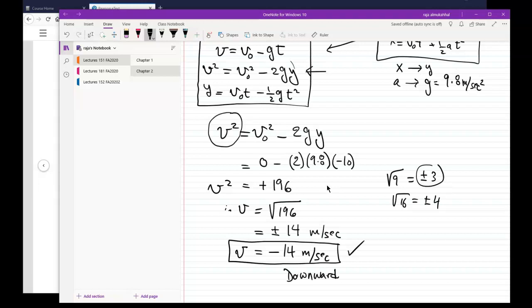Okay. All right. Let's take something a little bit more complicated. I have an example here from my notes. It's not in your book, but it's kind of a neat example.